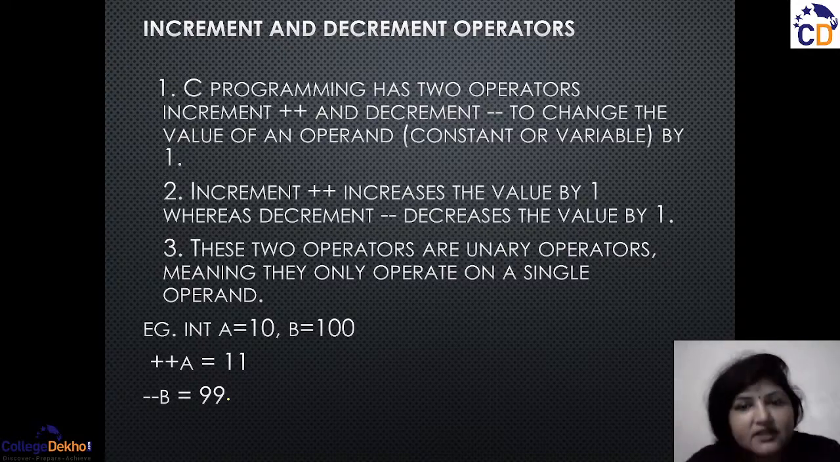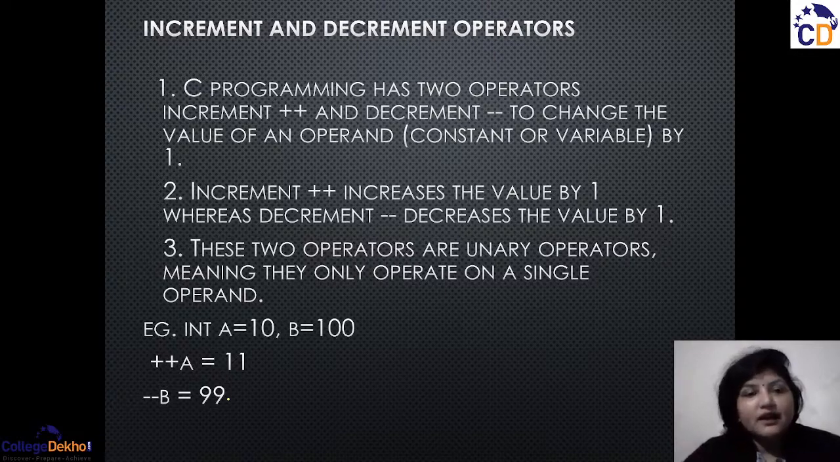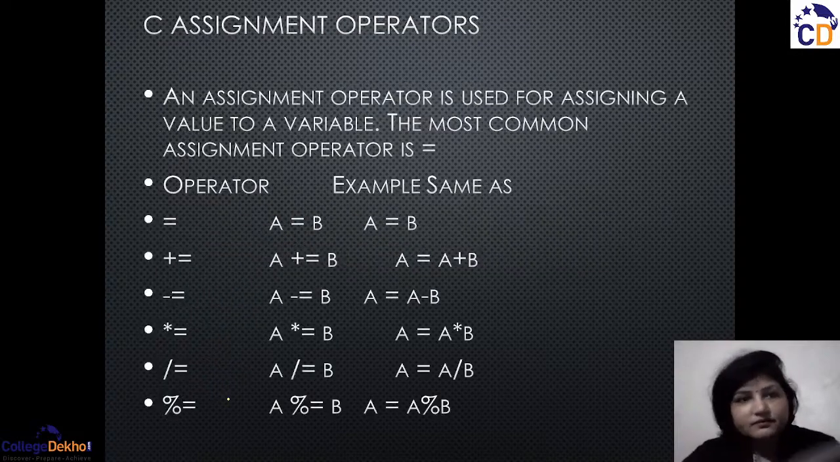So this is how we use increment and decrement operators. Increment means increasing the value by 1. Decrement means decreasing the value by 1. And they are called unary operators also. Unary means they operate on a single variable. Right? Then we have the assignment operator.